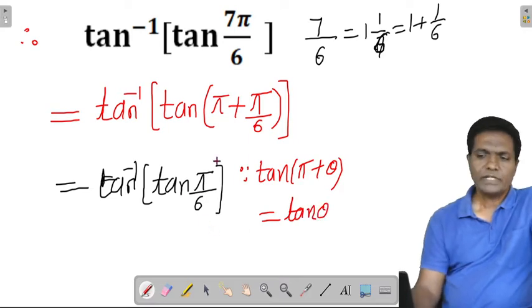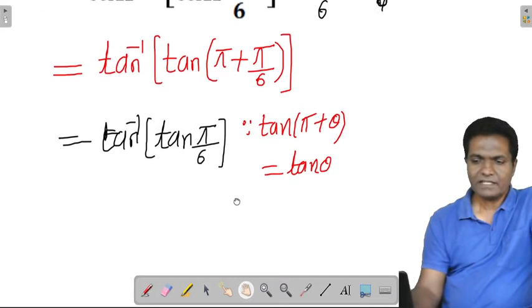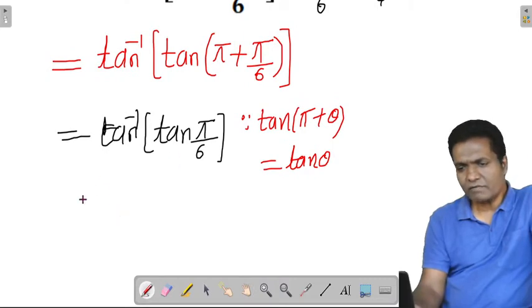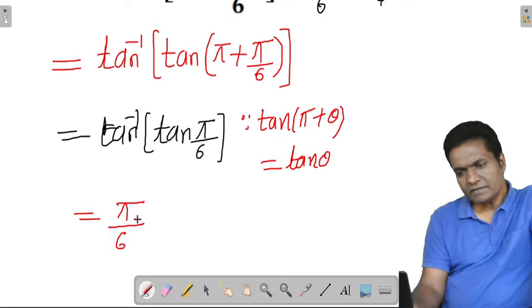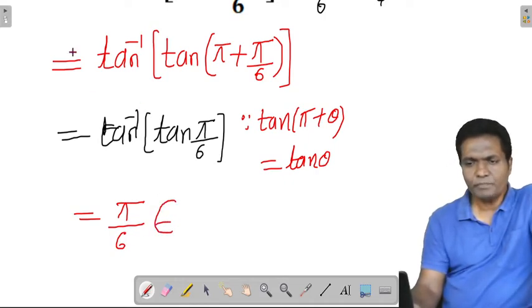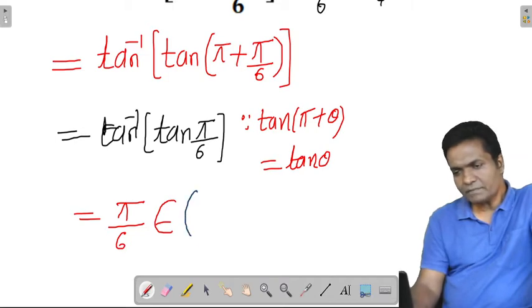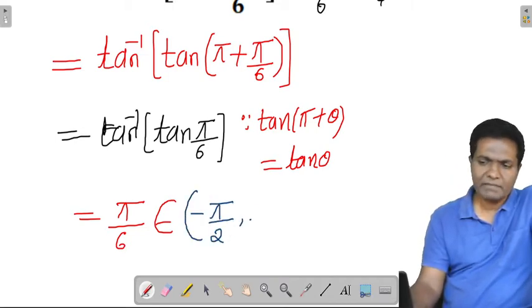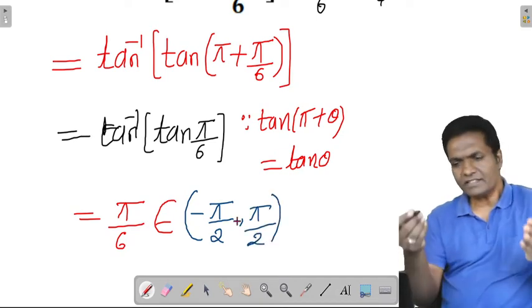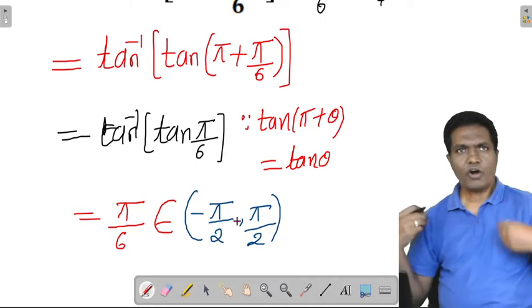Okay, so theta is pi by 6. Now you can write tan inverse of tan x is x, provided this is in the principal branch. So clearly pi by 6 is in the principal branch of tan inverse, the open interval minus pi by 2 to pi by 2. It lies there. Okay, so this is your correct answer.